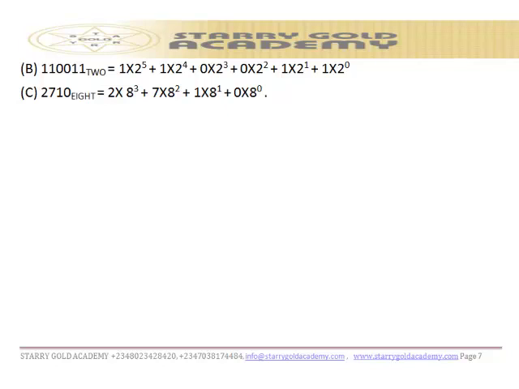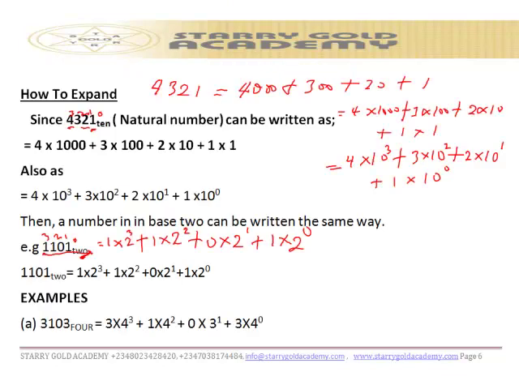First we just keep one example. Let's go back to check it out. 3103 base 4. To expand this, you have 3. This 3 carries a power of 0. This is a unit. Your unit carries power of 0, your tens carries the power of 1, 100 carries the power of 2, 1000 carries the power of 3.